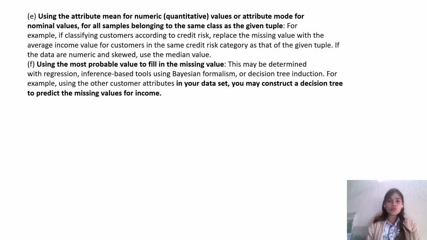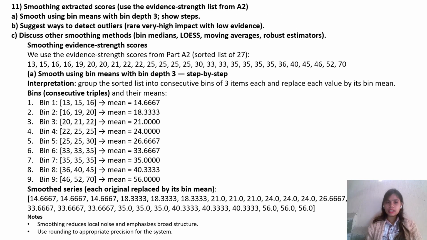Sixth, using the most probable value to fill in the missing value. This may be determined with regression, inference-based tools using a Bayesian formalism, or decision tree induction. For example, using the other customers' attributes in your dataset, you may construct a decision tree to predict the missing value for income.